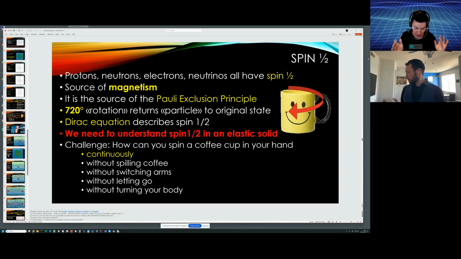You have to put a lot of things in your head because it has some weird properties, right? Protons, neutrons, and electrons have this spin 1/2. It's the source of magnetism, so that tells us there's got to be some hula hoop involved here, right?